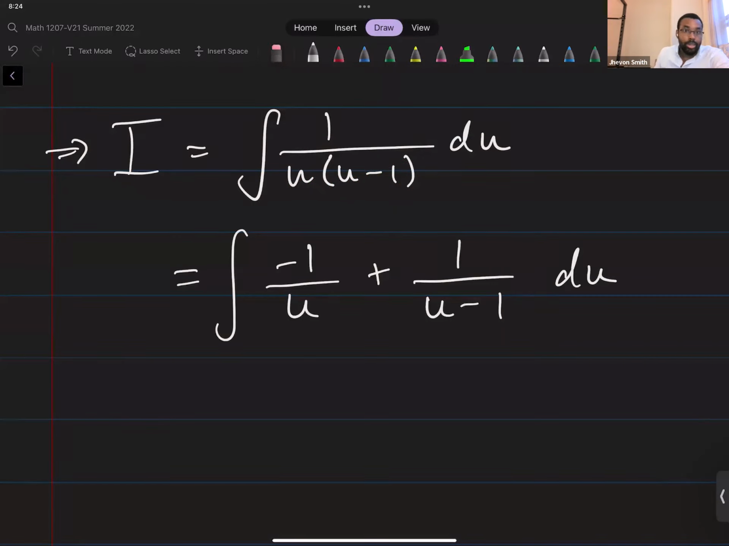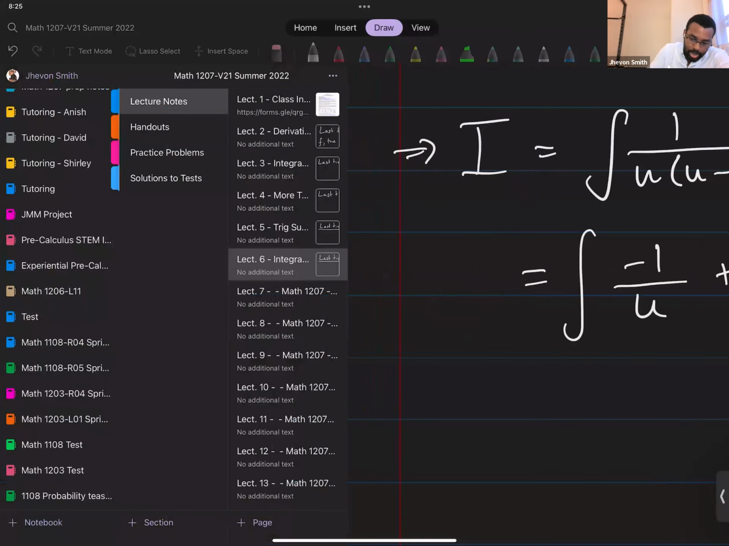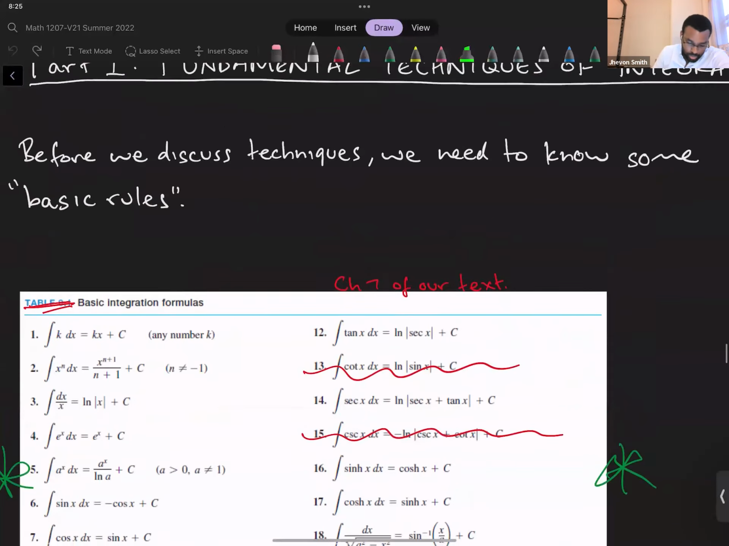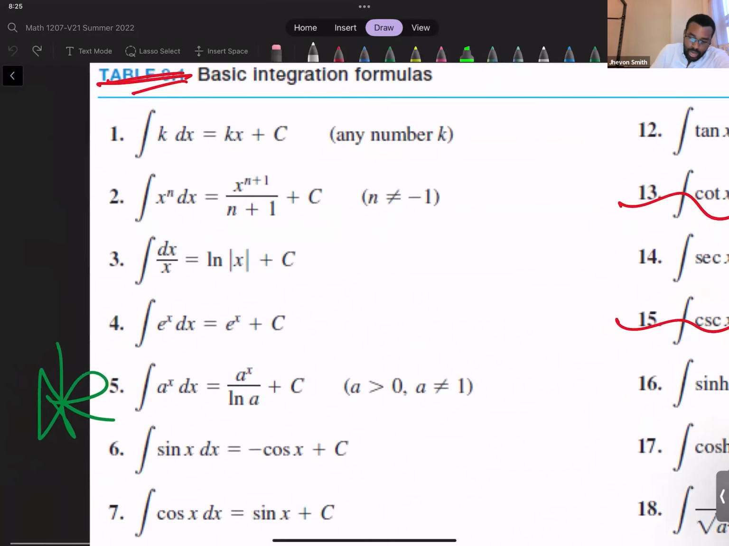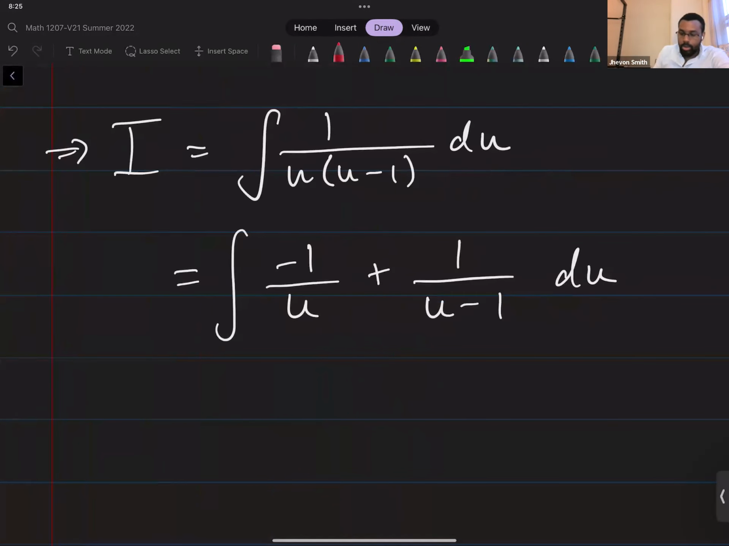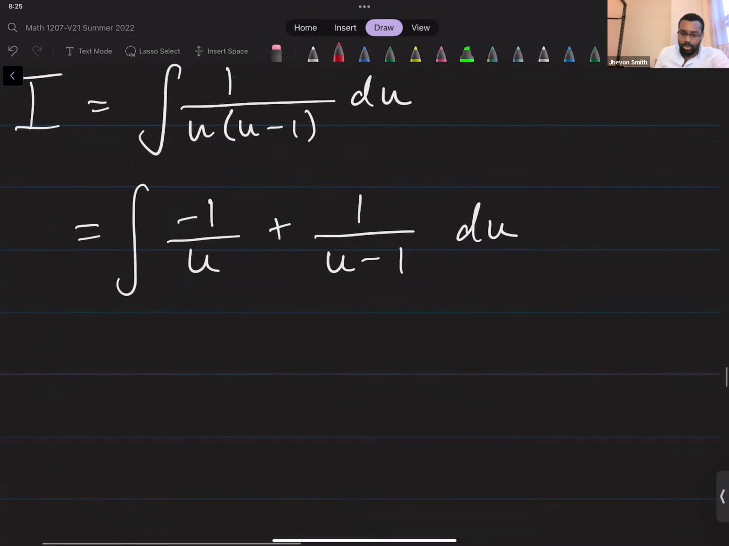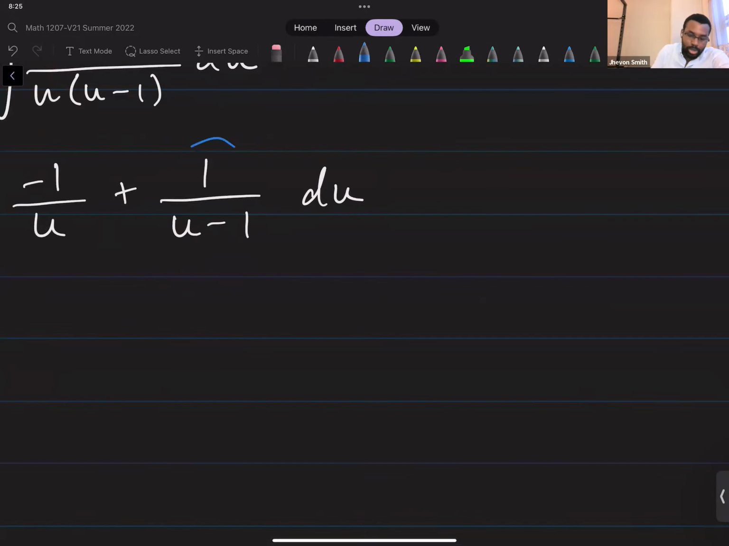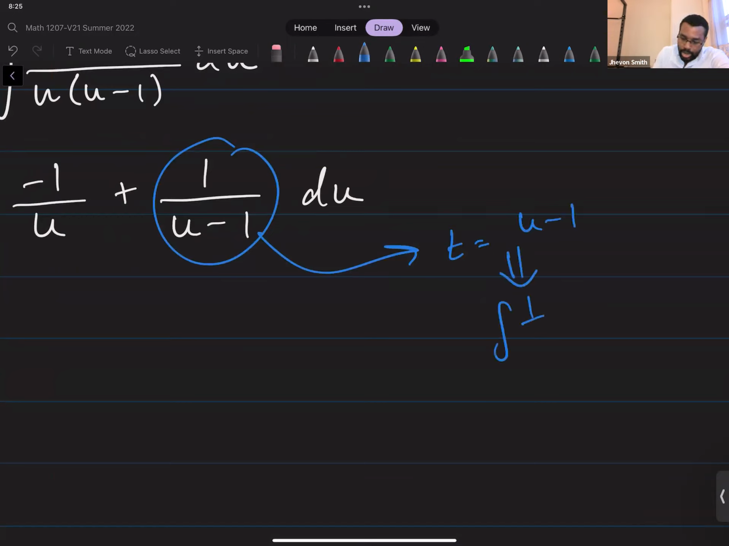Now you think, does that look like a basic rule? 1 over u? Yes, right? Because you go to this chart, that looks like the left side of rule 3. And also, the 1 over u -1 also technically looks like the left side of rule 3. If you were to do an extra substitution, like a t equals u -1, then you would get the integral to look like 1 over t dt, right? So it also looks like that.